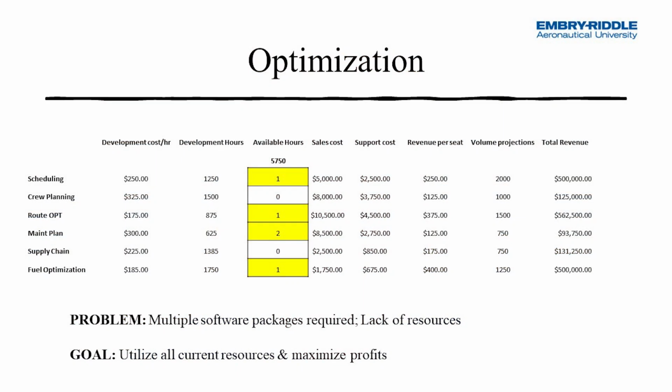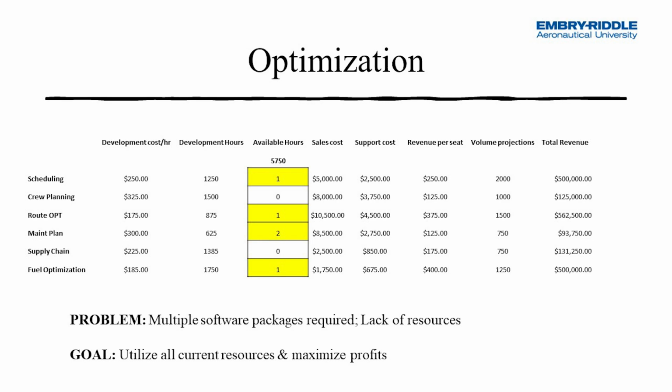To determine what sales mix would maximize profitability, I considered some constraints. The first constraint was that development activity of the various software applications would not exceed 5,750 hours of development time.